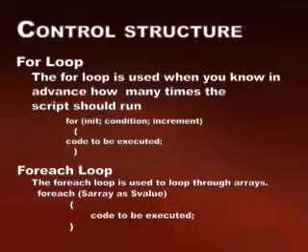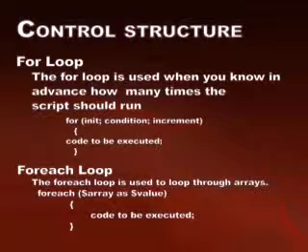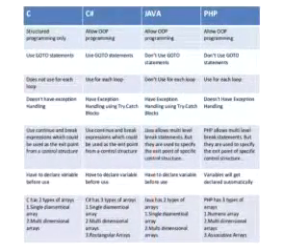The foreach loop is used to loop through arrays. For every iteration, the value of the current element is assigned to $value. So, on the next loop iteration, you will be looking at the next array value. This is a summary of the comparison between each of the languages discussed before.